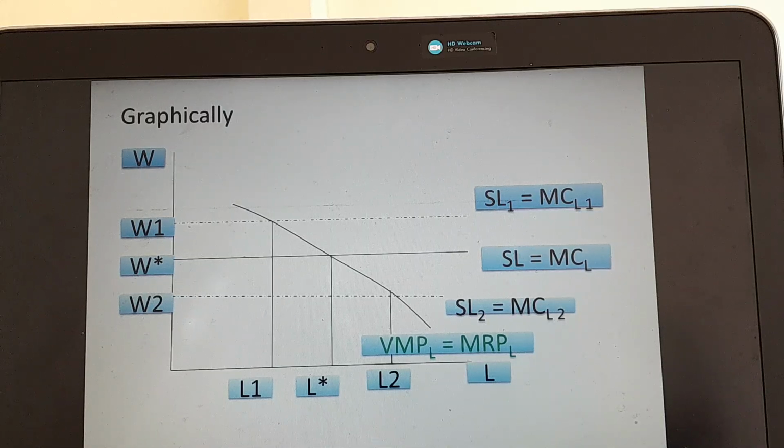To the right hand side, when we go, wage is greater than the value of marginal product. This indicates that to reach the profit maximizing level, the firm should decrease hiring of the labor.